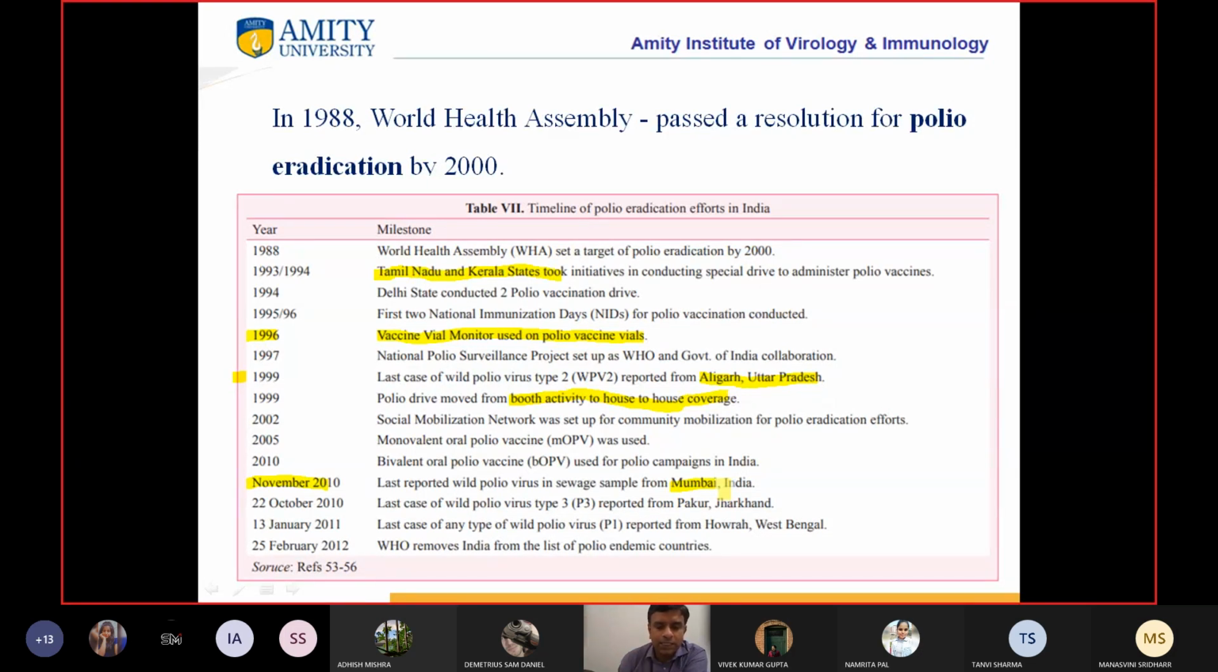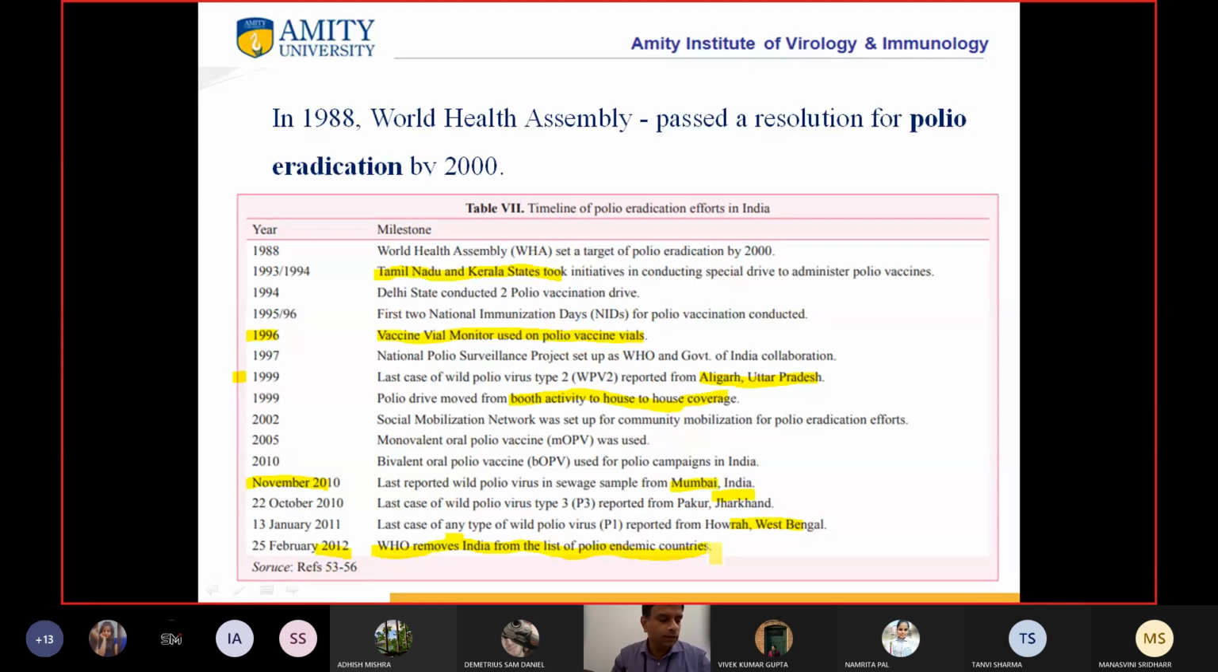And later on, the last case of wild polio virus 3 was reported from Jharkhand. The last case of any type of wild polio virus was reported from West Bengal. And in 2012, WHO removed India from the list of polio endemic countries. So by 2012, India was polio free, right? So that is again another success story.